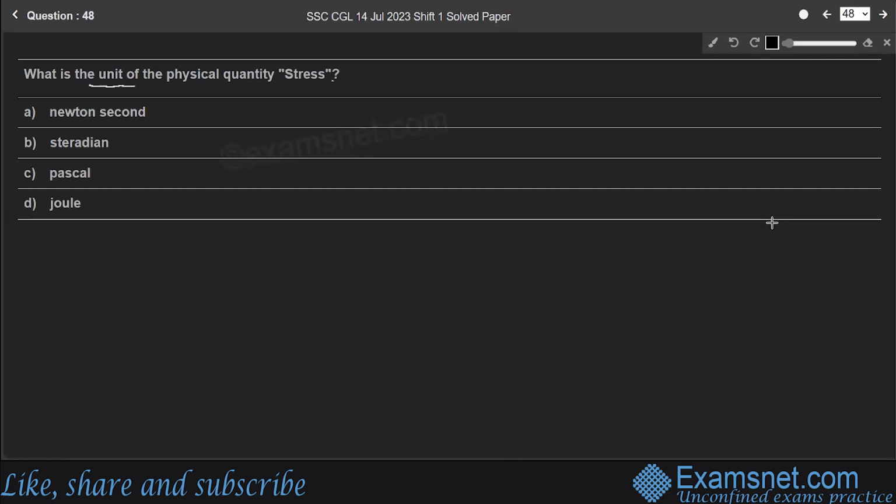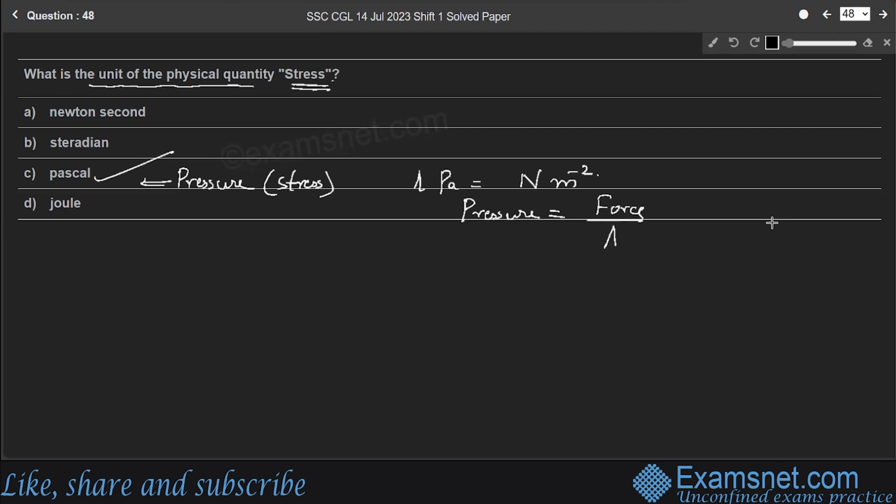Question 48. What is the unit of the physical quantity stress? Right? So Pascal is the unit of the physical quantity stress. The SI unit of pressure or stress, both are the same, is Pascal. 1 Pascal is equivalent to Newton per square meter. That means pressure is nothing but force by area. According to the formula, it is force by area, right?